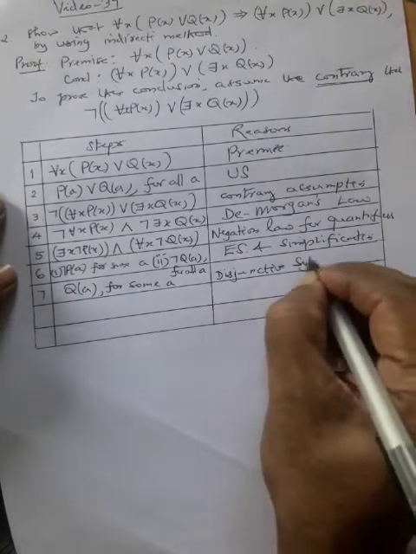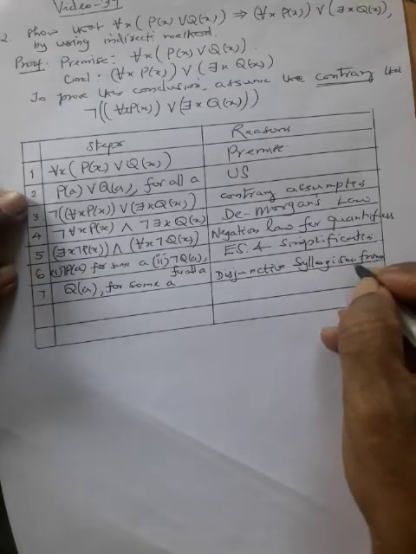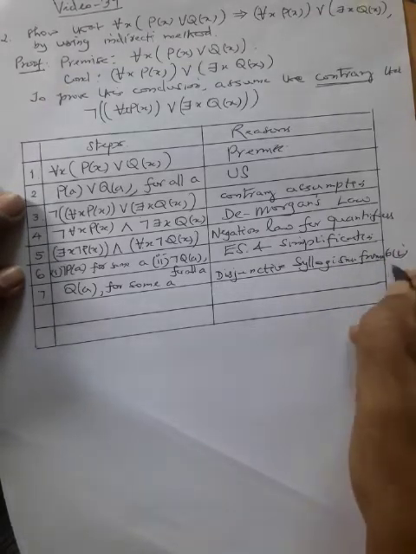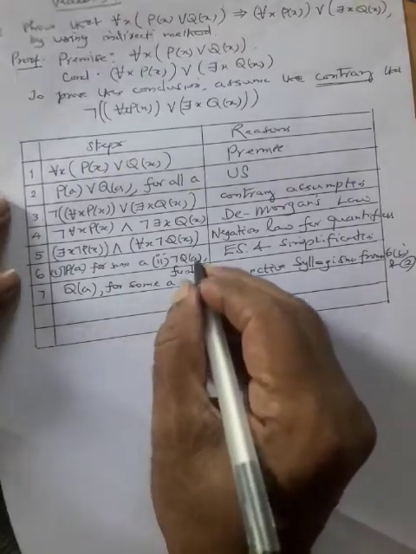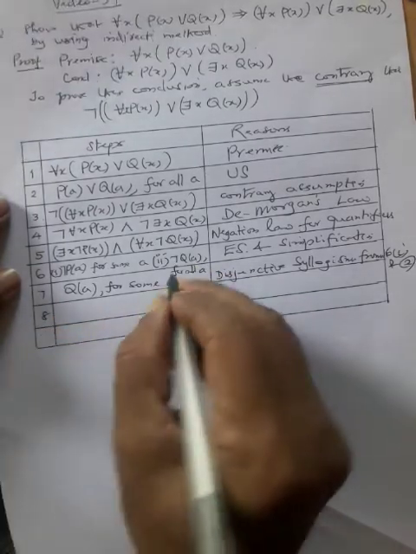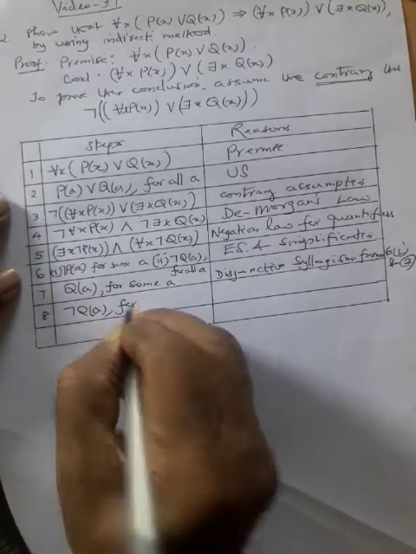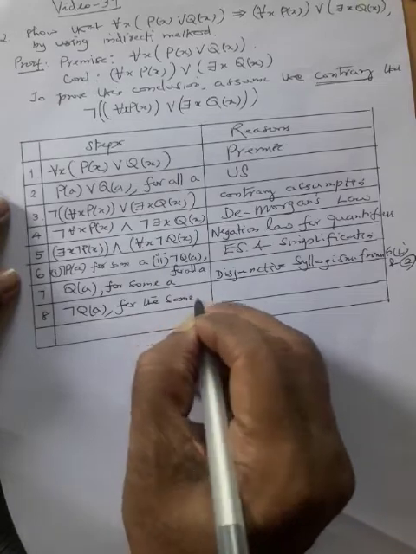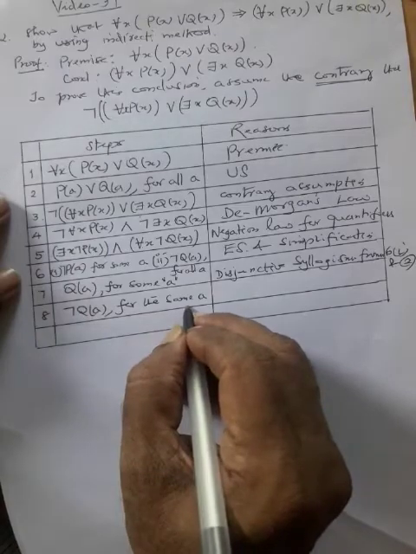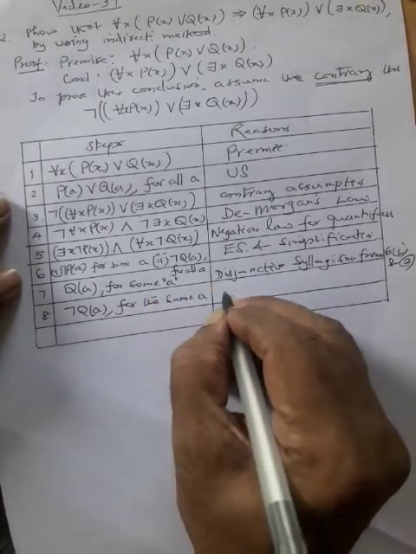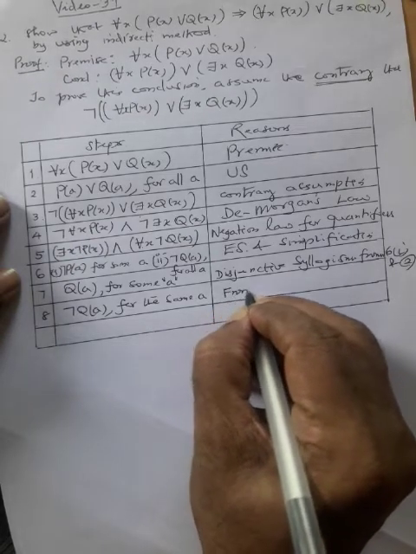disjunctive syllogism from 2 and 6.1 and 2. So q of a for some a. Negation q of a for all a. So negation q of a for all a means negation q of a for the same a. For the same a, for some a it is true. For that a, this is also true for some a. So this is from 6.8, from 6.2.